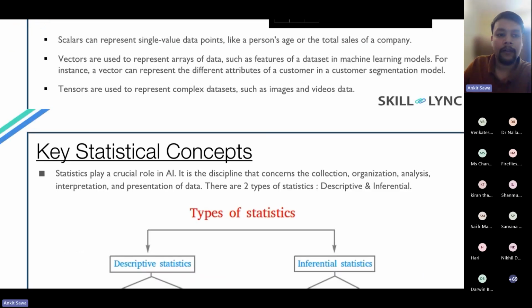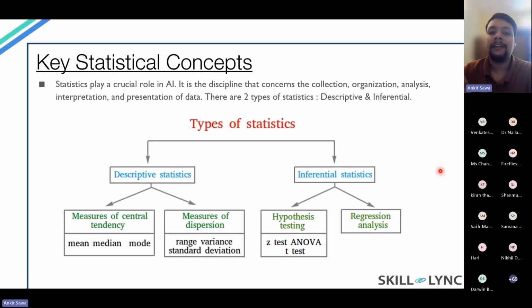Moving ahead. We'll talk a little bit about the key statistical concepts, right? Since we said that statistics is one very important pillar which combines computer science knowledge and domain knowledge to give you some meaningful insights out of data. So statistics plays a crucial role in AI. It is a discipline that concerns the collection, organization, analysis, interpretation, and presentation of data. There are two major statistical techniques that we use in machine learning. One is descriptive and the other one is inferential.